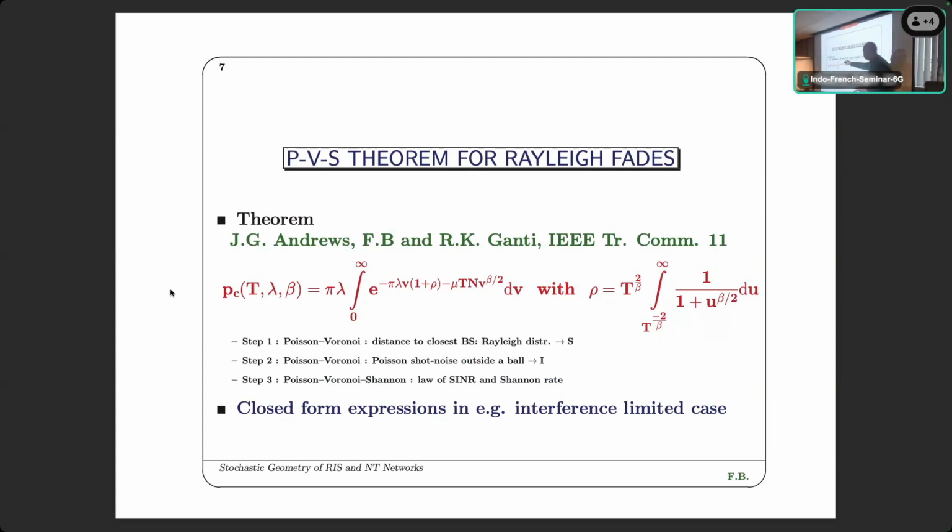When you want this ratio, right? S over I and r. You will reduce that, thanks to a special property of the Poisson point process, to the shot noise created by a Poisson point process outside a ball of radius r. Because there is nobody closer, this ball of radius r is empty of points. Interference stems from the others. Okay, and then you get the Poisson-Voronoi-Shannon formula, which will be this chance to be covered, or if you want, the CDF of the Shannon rate. Okay, so that's the story.